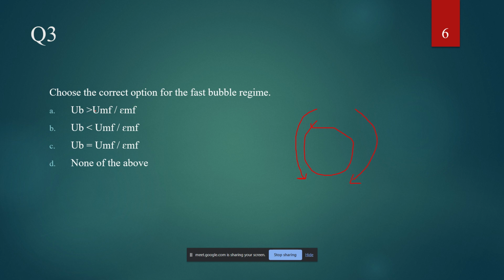So in this, option A is the right answer because, as we all know, UB less than UMF by epsilon MF leads to the slow bubble regime. So for the fast bubble regime it is the exact opposite. UB must be greater than UMF by epsilon MF. So the answer is option A, where UB is greater than UMF by epsilon MF.